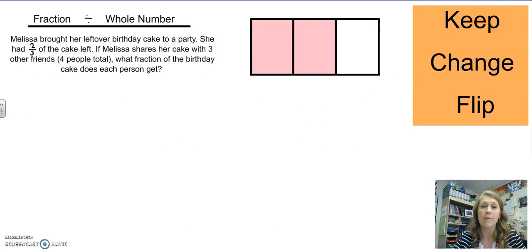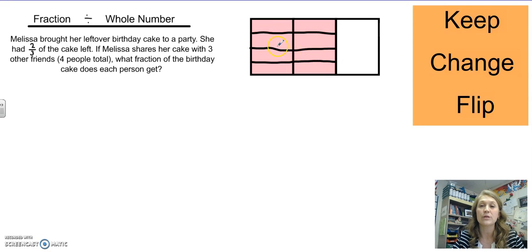Again, we're going to start with our models. So here is the birthday cake that Melissa brought in. You can see that 2/3 of it are shaded in because 2/3 of the cake were left over, and this piece is not left over. Melissa's going to share it with 4 people, including herself. So she's going to take what she has and she's going to divide it into 4 pieces. So let's go ahead and take this and divide it into 4s.